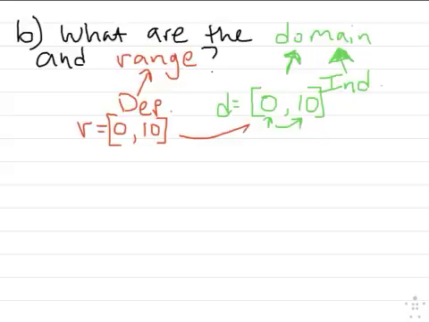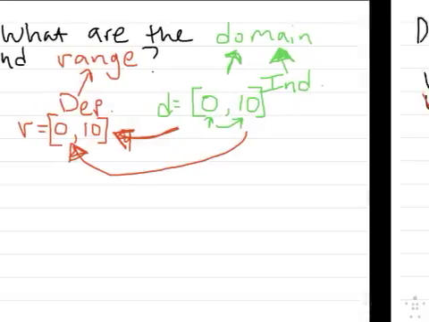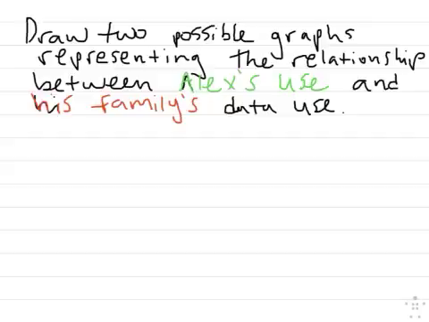So the 10 would be an outcome. Oh, I should write it this direction, right? If he used 0 data, the family would get all 10. If he uses 10 gigs, the family gets 0, right? So that's kind of the relationship here. Okay, and finally, let's draw 2 possible graphs representing the relationship between Alex's use and his family's data use.